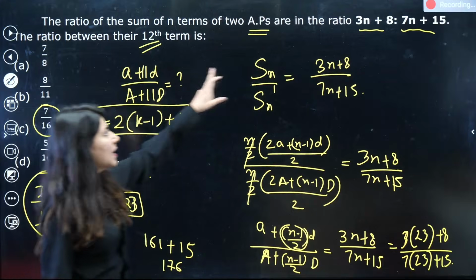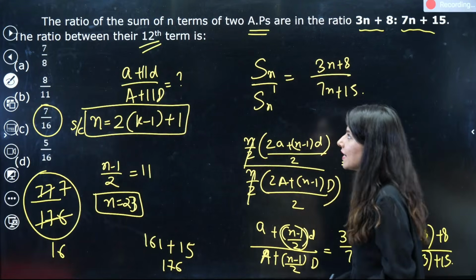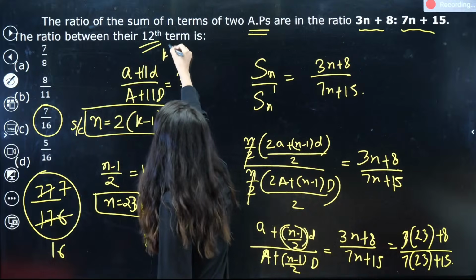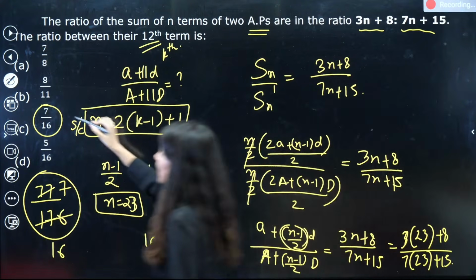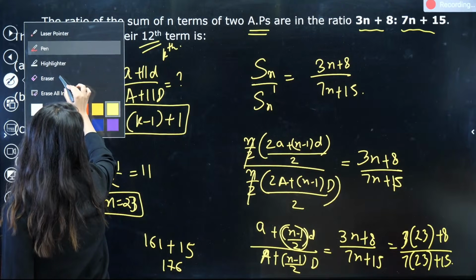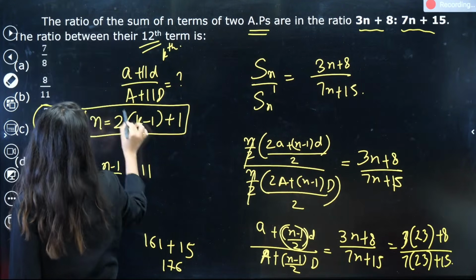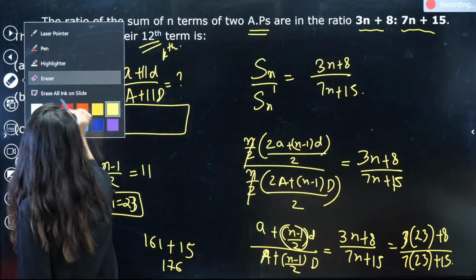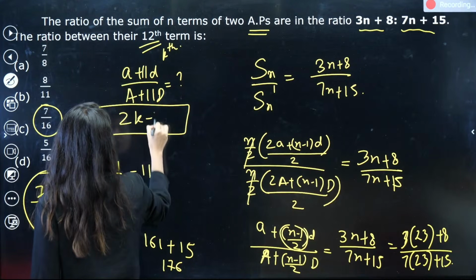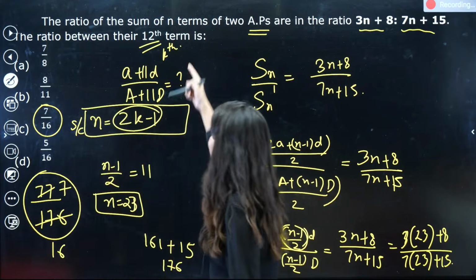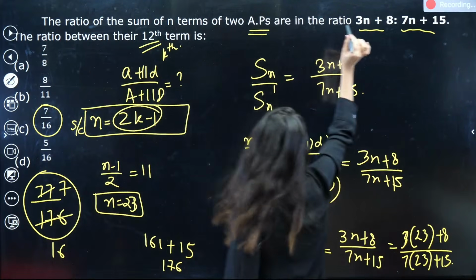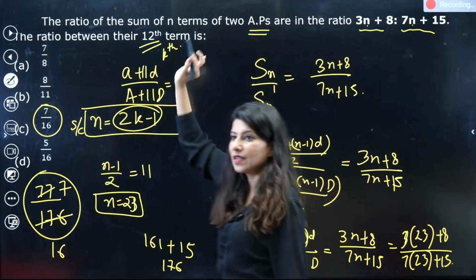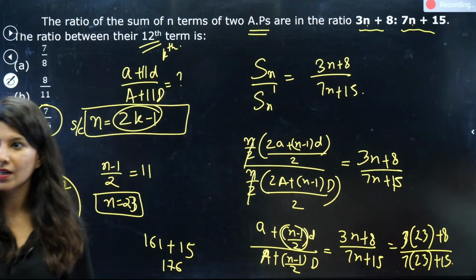So whenever a sum ratio is given to you and they are asking the ratio between kth terms, what you will do is directly write 2k minus 2 plus 1, or 2k minus 1. Just 2k minus 1 is the shortcut. So here, 12 into 2, 24 minus 1, 23. You put 23 over here, you will get the answer. This is the shortcut.